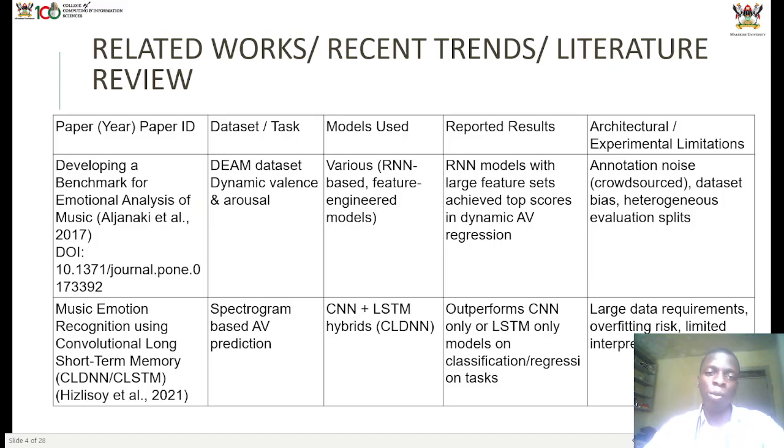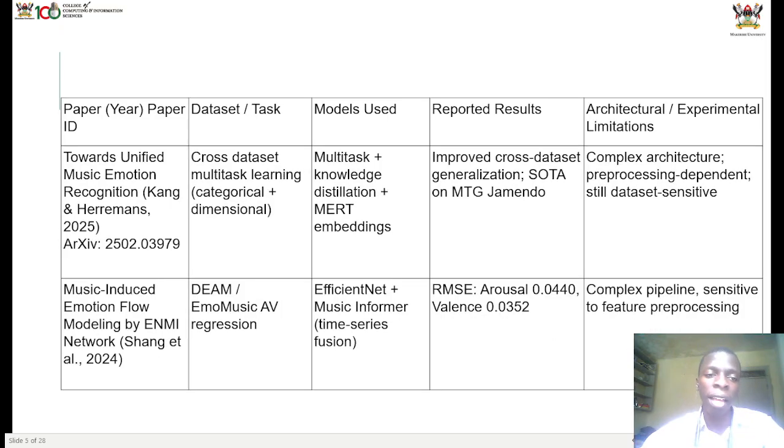These are some of the related works that we found really helpful as we were making our research. Let me talk about the few that stand out. One is music emotion recognition that uses convolutional LSTM. It used a combination of both CNN and LSTM, a convolutional neural network together with a long short-term memory. It outperformed systems that just use CNN alone or LSTM alone. But one major limitation it had was that it risked overfitting the data instead of actually learning or generalizing.